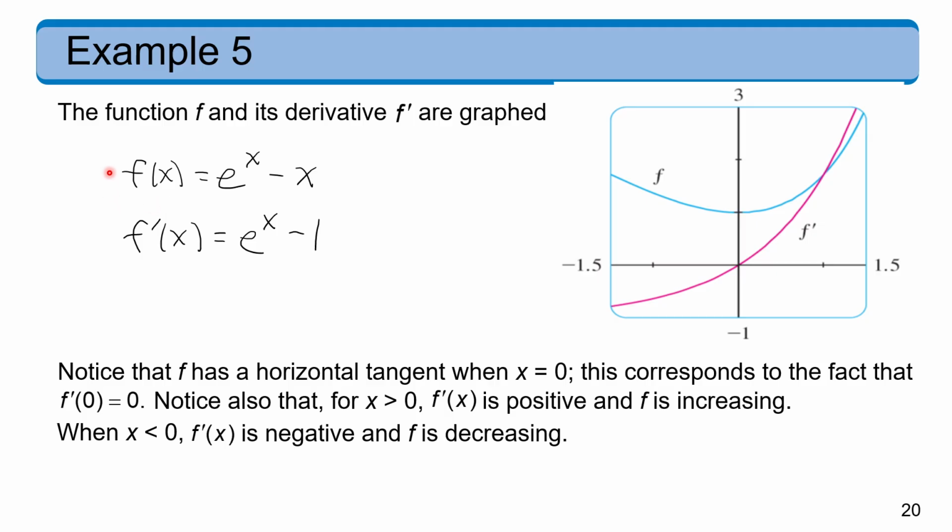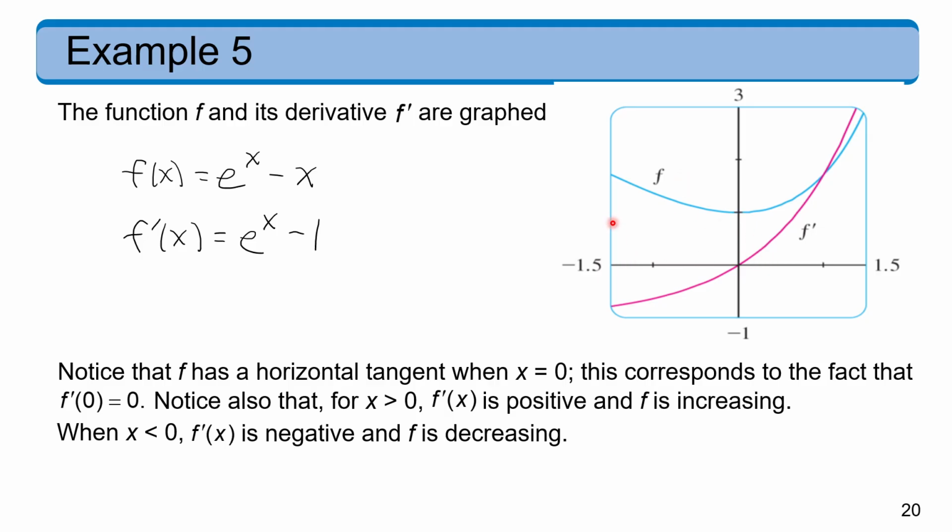So we were given this function f of x equals e to the x minus x, and we computed its derivative already and got e to the x minus 1. So over here we've used a computer to graph these two formulas. When we graph this formula for f, we get this blue curve, and then graphing the formula for f prime, we get this red curve. So we can now compare these and see the kind of relationships we've already talked about between the graph of a function f and its derivative.